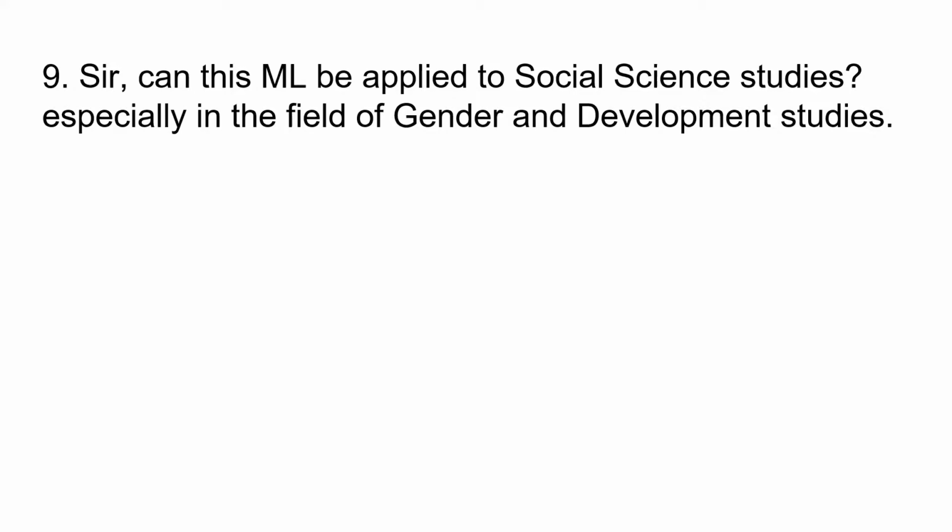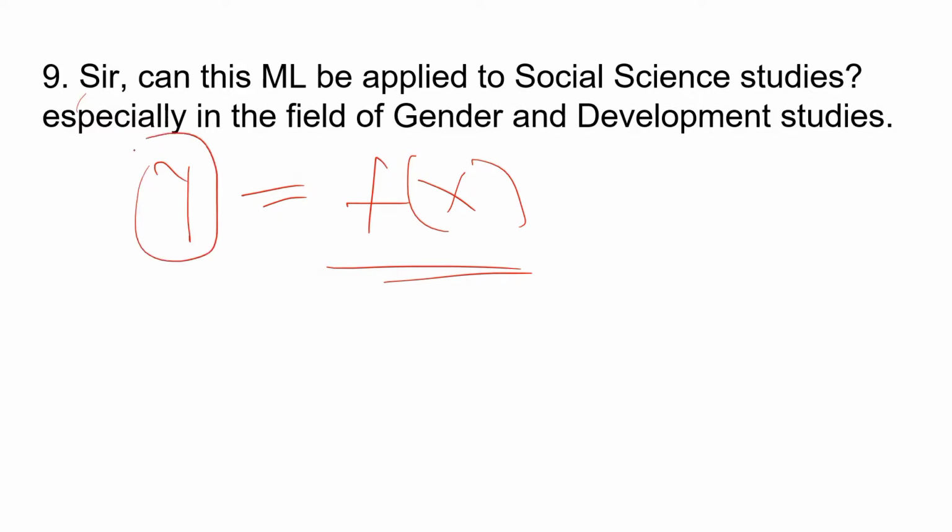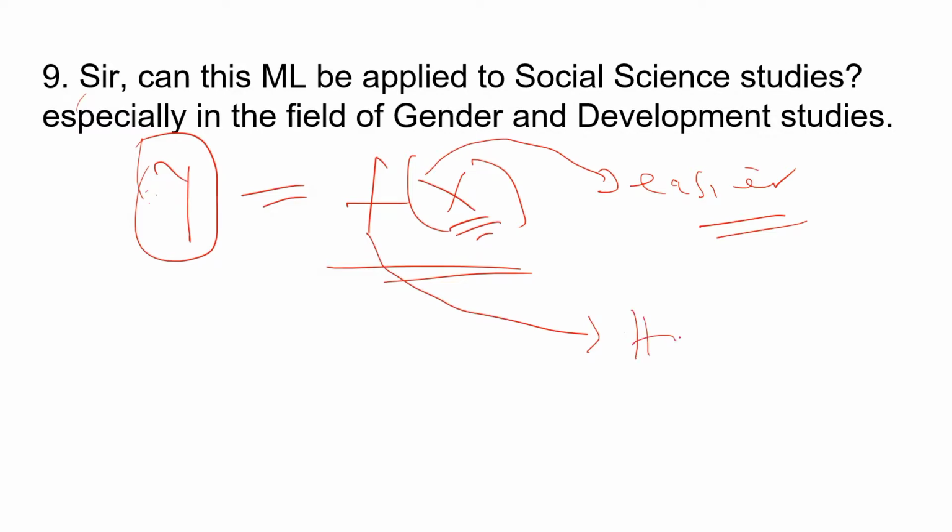So especially gender and developmental studies, and so many other areas, provided we can make it into data. What we are trying to do in machine learning is this: you have the target, you want to achieve something or estimate something. There is an X, and this X is usually easier to get. This data is easier to get. Once you can get this data, we are trying to come up with a kind of hypothesis function.